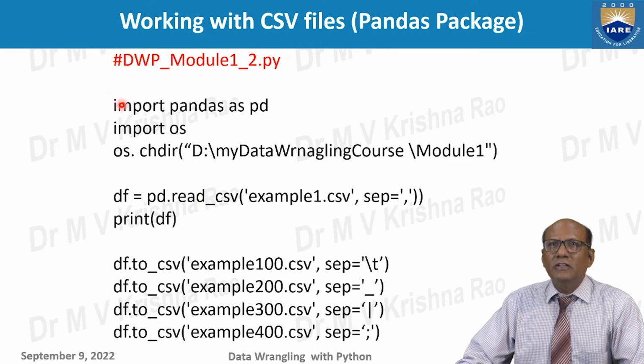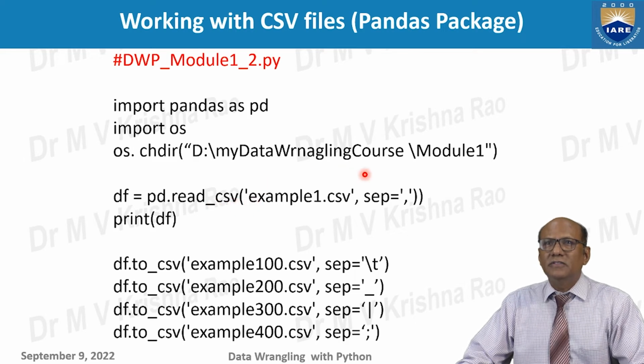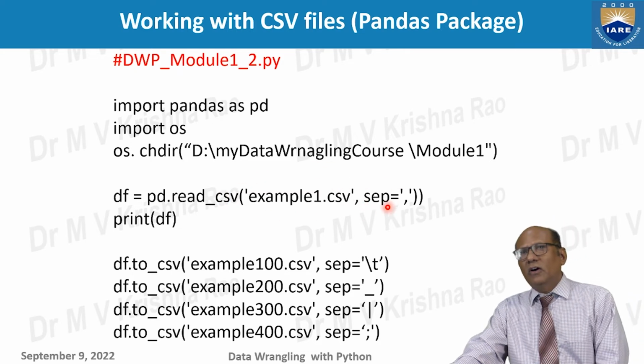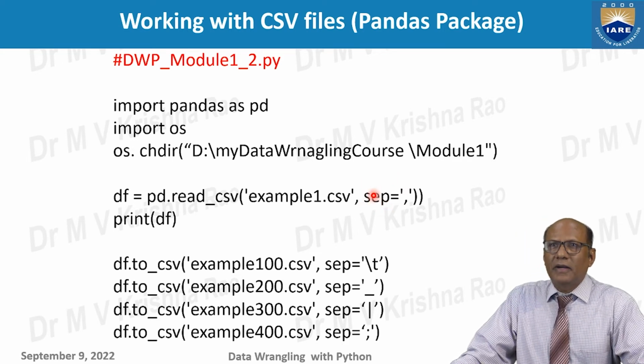Then what is this one? Import pandas as pd, the shortcut form of Pandas. Then import os, as you know, to fix the current directory, and the pandas pd.read_csv method. This can take the input file name, that is the CSV file name, and the separator. There we used to call it a delimiter; in Pandas, it is called the separator. sep equal to comma. Even if you don't give it, it will work because the default is comma.